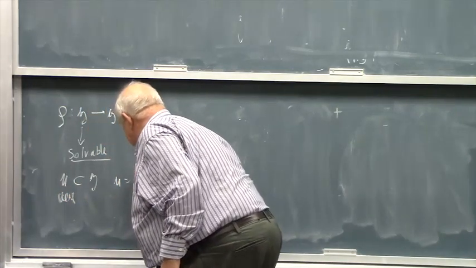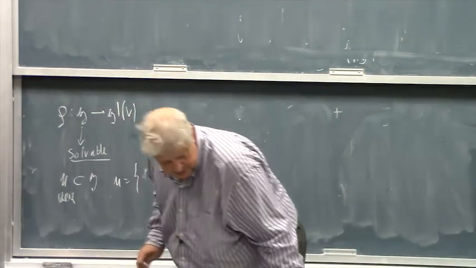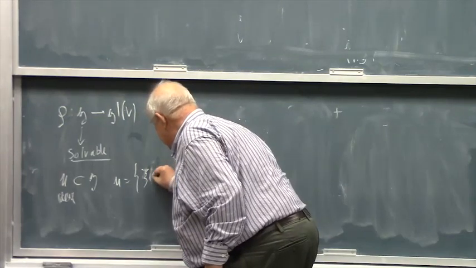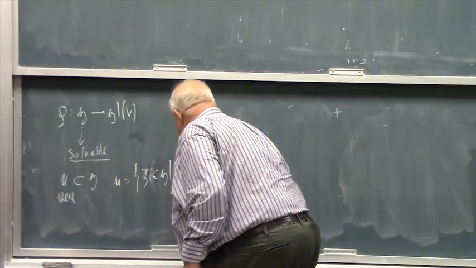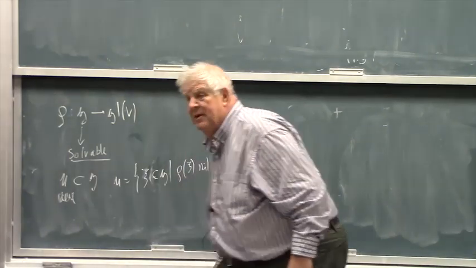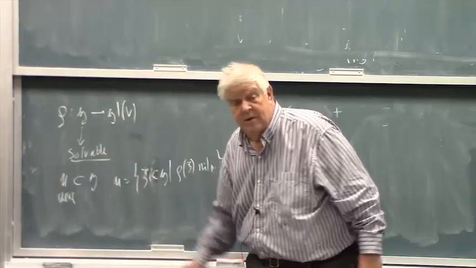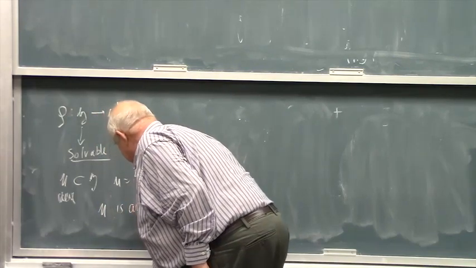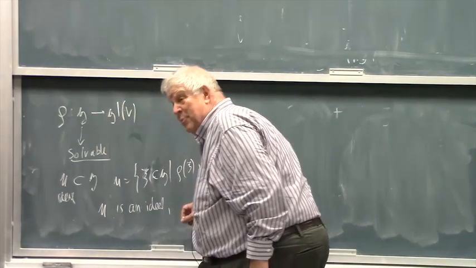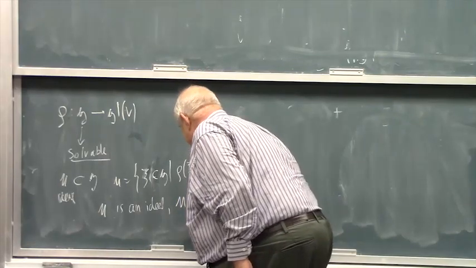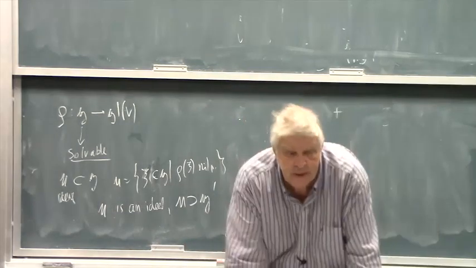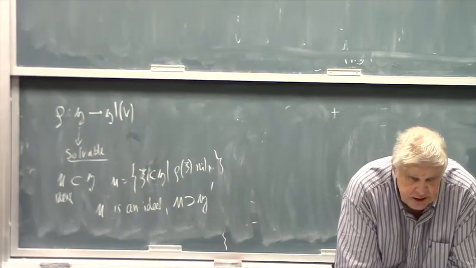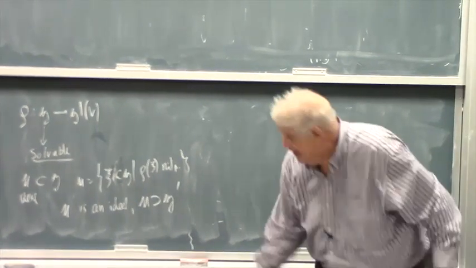which consists of those Xi in G for which rho of Xi is nilpotent. Rho of Xi is an operator in V. Then I claim that n is an ideal, and moreover, actually not moreover, but I say moreover, it contains the commutator subalgebra of G. Look at this.